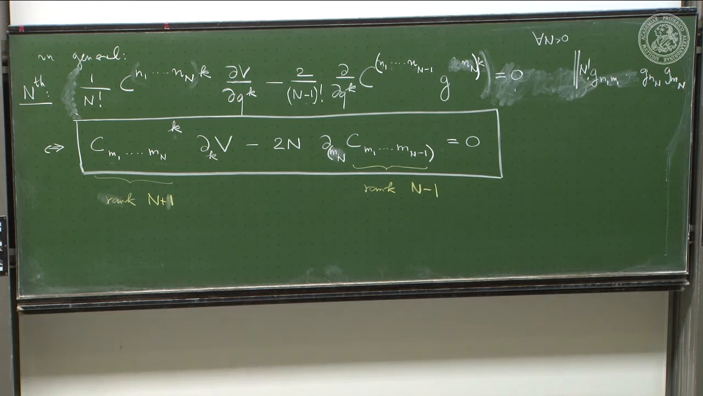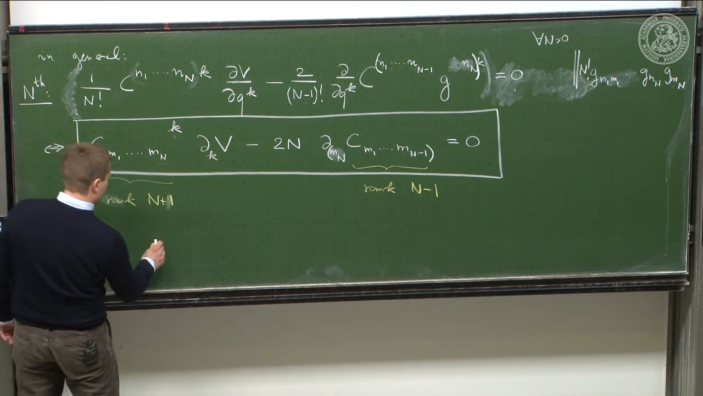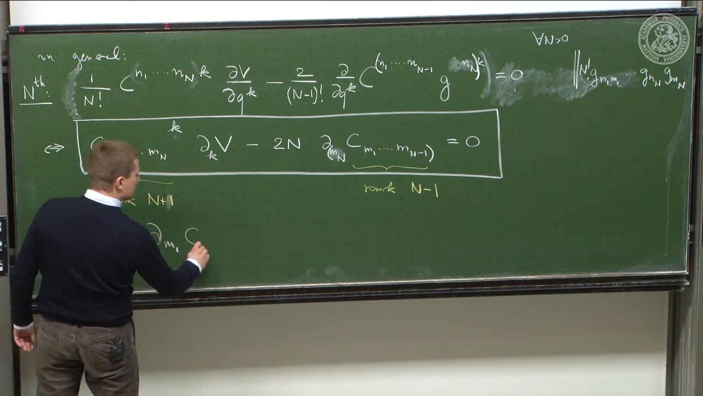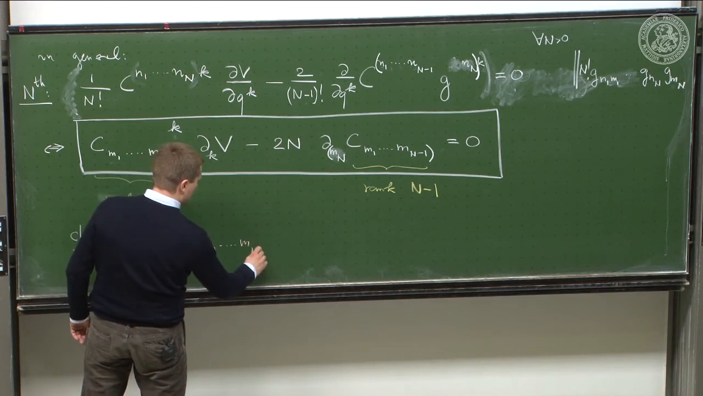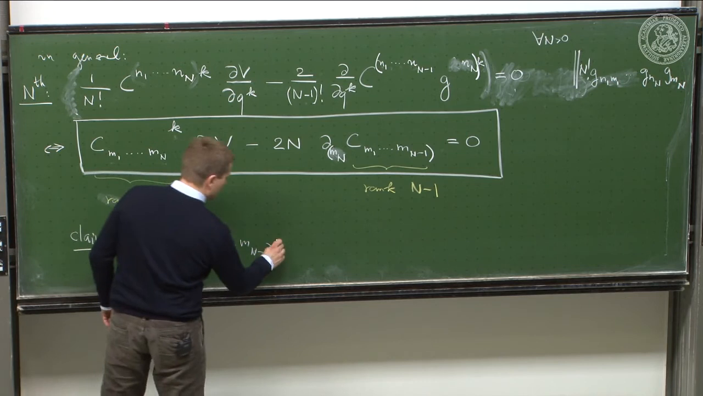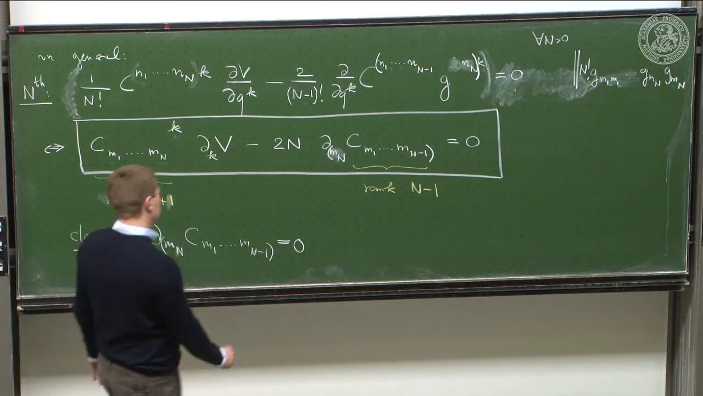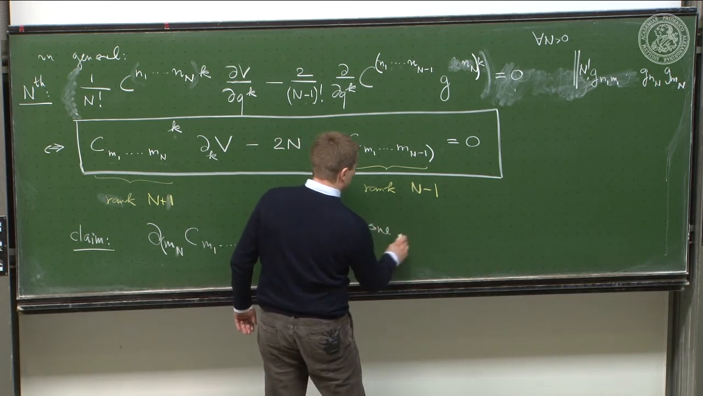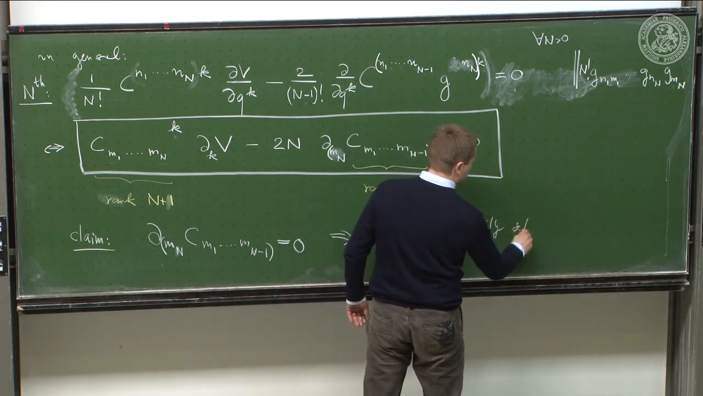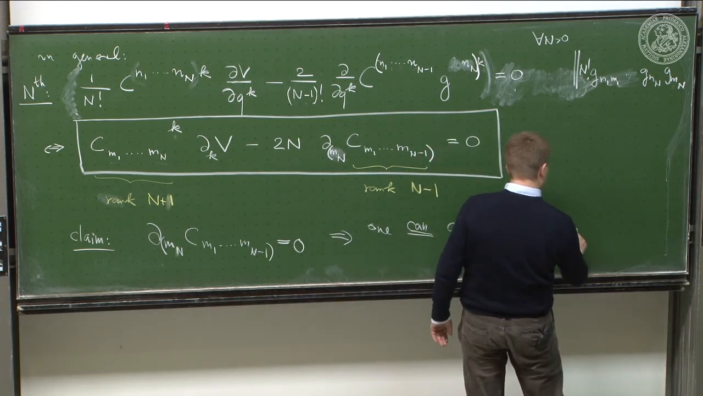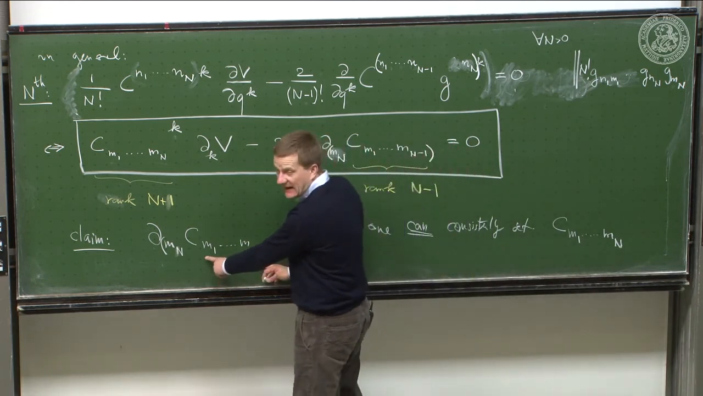And now I claim, if del m1 c m, or del mn, doesn't matter because I totally symmetrize, cm1 to cmn minus 1 symmetrized, if this equals 0, then one can, not one must, but one can consistently set the C m1 to mn's, so I go one further because this has rank n minus 1.